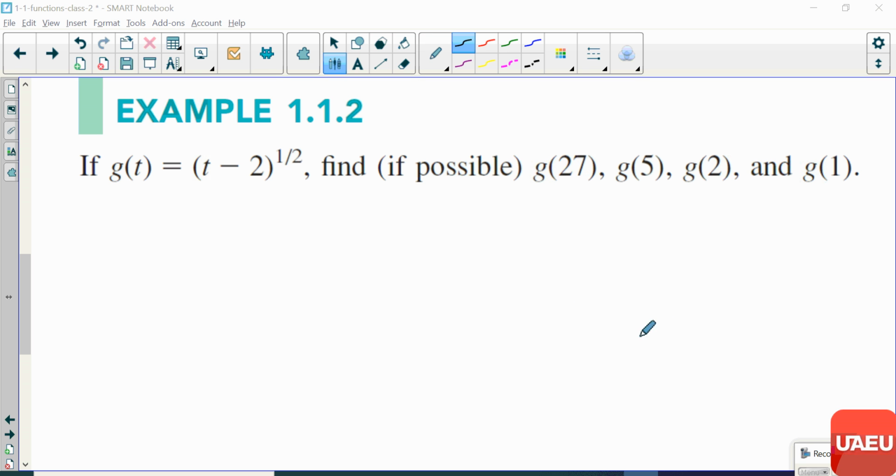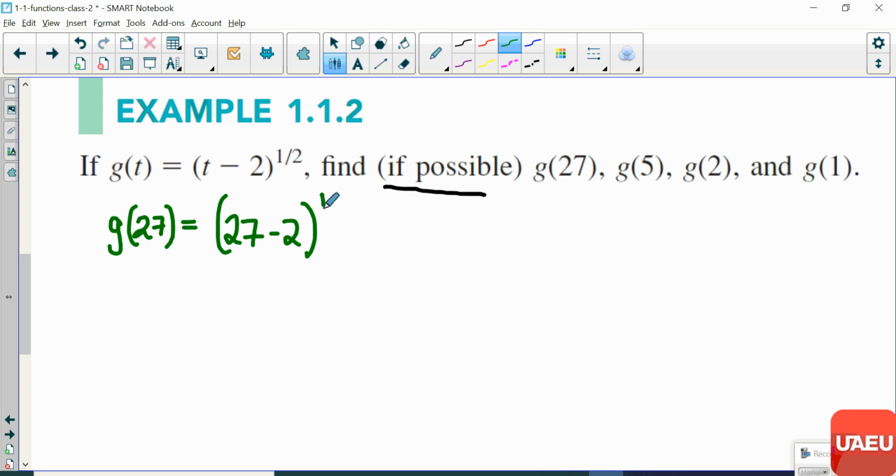Next, we want to look at g of t equal to t minus 2 all to the power of half, if possible. This is a key word and it's very important. So g of 27, so where there is a t, we put 27. Please be comfortable with any letter in the input place. So g of 27 means that the t is now 27. So this becomes equal to 27 minus 2 to the power of a half. And that's easily going to be 25 to the power of a half.